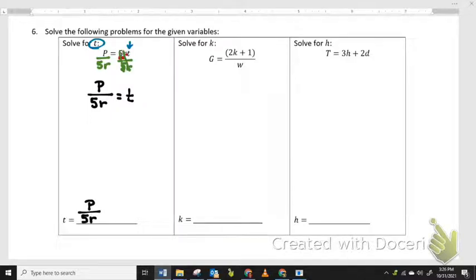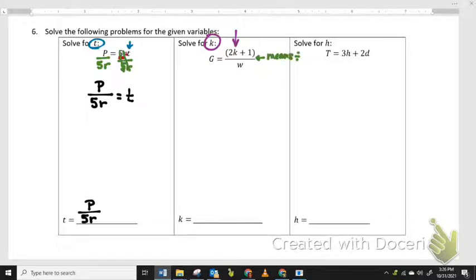All right. In the center column, we want to solve this for k. Right now it's solved for g. G is the variable all by itself. I want to solve for k. K is up here inside parentheses in my numerator. So the first thing I need to do is get rid of the fact that this is a fraction. Fractions mean division.